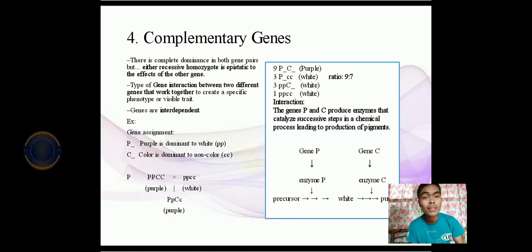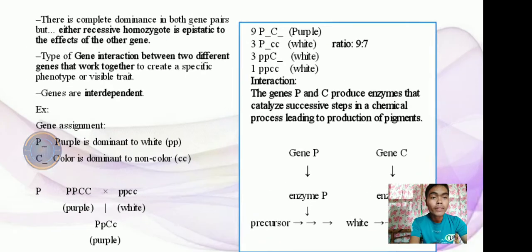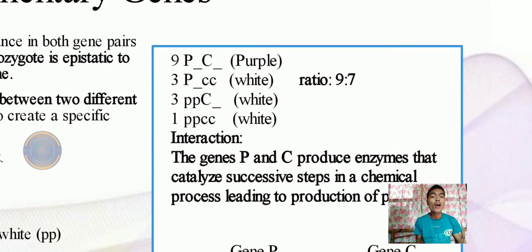Now, complementary genes. The rule there is that either recessive homozygote is epistatic to the effects of other gene. Gene interaction between two different genes that work together. That is complementary. Example here is that kapag makikita mo na may homozygous recessive siya yung may kakayahan. Parang recessive epistasis na rin siya, pero iba itong complementary.